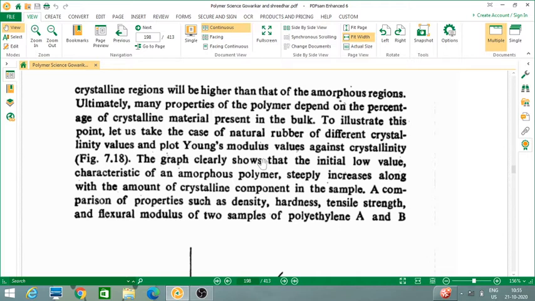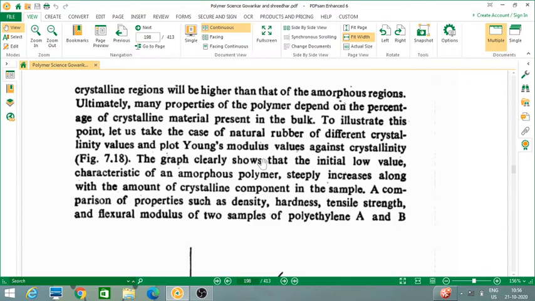Because density is mass by volume, and in the crystalline region the mass is higher and the volume is low because it is compact. Therefore, the mass by volume ratio is higher in case of crystalline region. And in amorphous region, the volume is more and the mass is less. Therefore, the density is lower. Ultimately, many properties of the polymer depend on the percentage of crystalline material present in the bulk. So the percentage of the crystalline material present in the bulk will influence many properties.